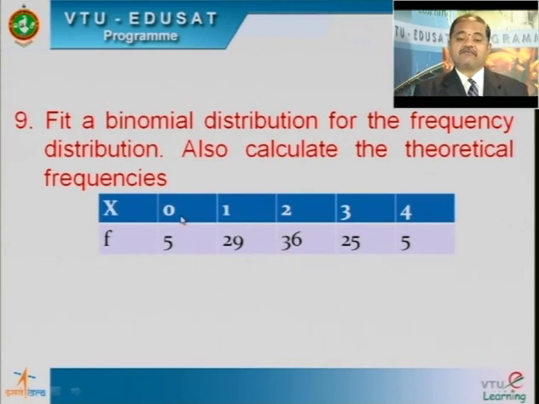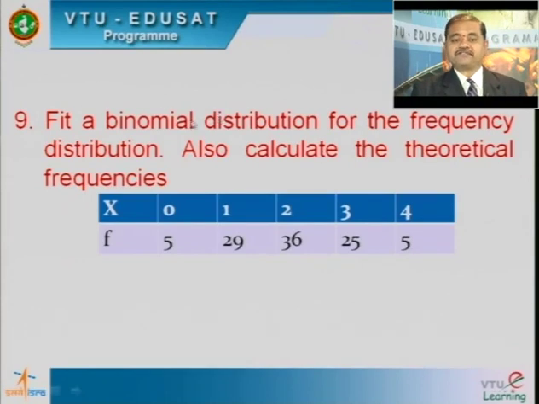This is the frequency distribution. X values, random variable values, are given for some experiment. They have conducted some experiment. They have given the values x as 0, 1, 2, 3, 4, and then f as 5, 29, 36, 25 and 5. First I should calculate the p value.